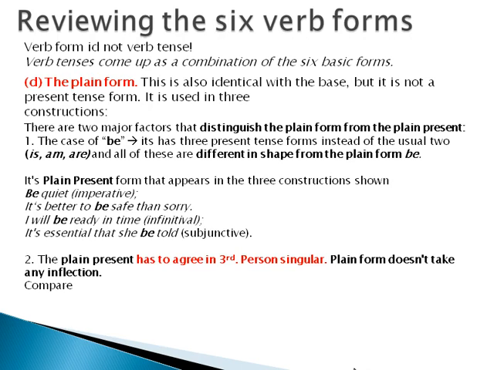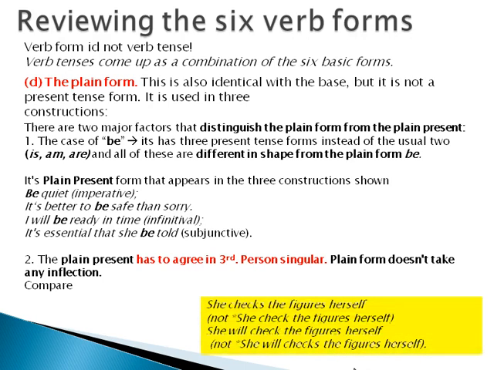Now, if I have plain present, there must be an agreement with the third person, and in the case of be, also with the first person. Whereas the plain form does not take inflection. That's why it's plain. She checks the figures herself is okay, but we have the ungrammatical she check the figures herself. What kind of form is this? Plain form or plain present?